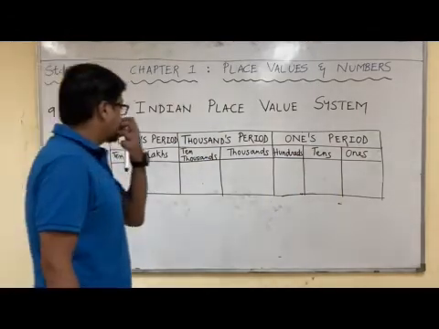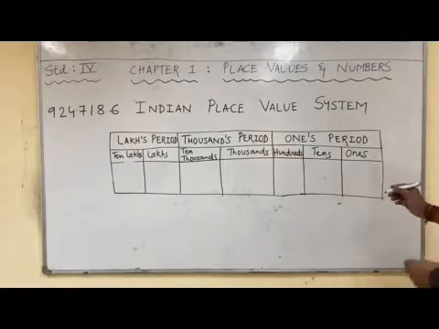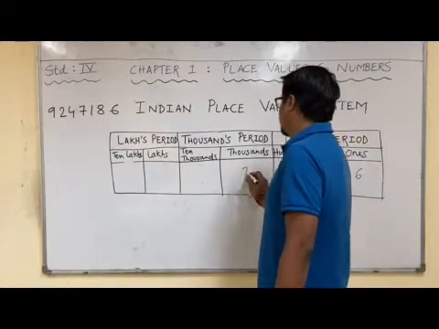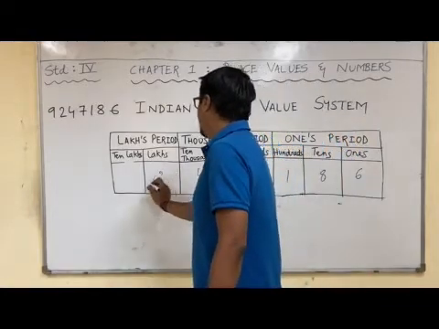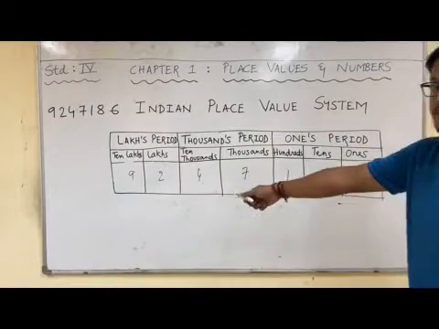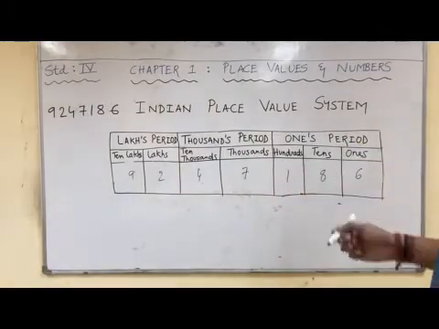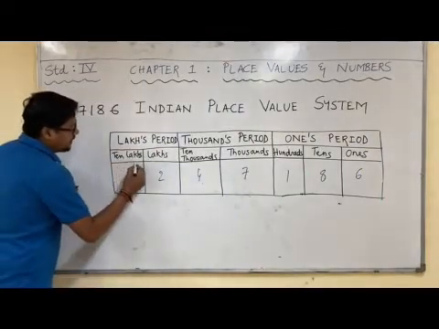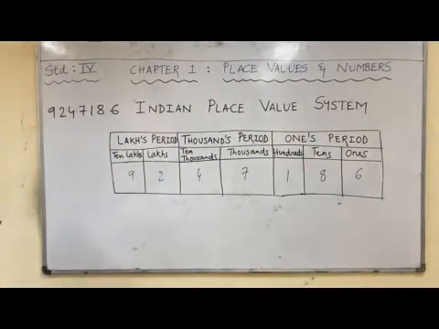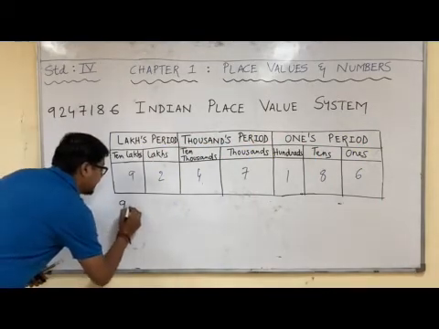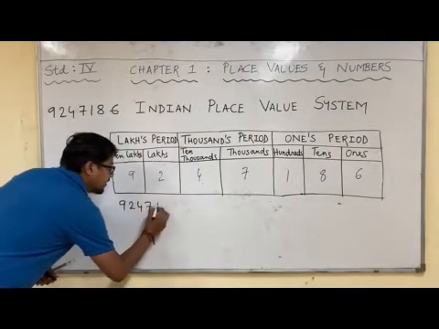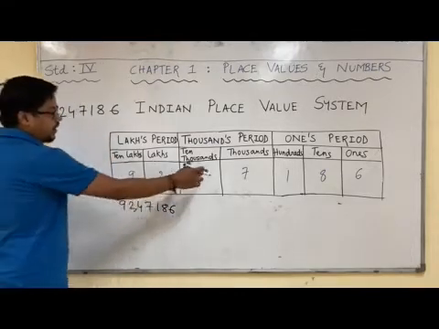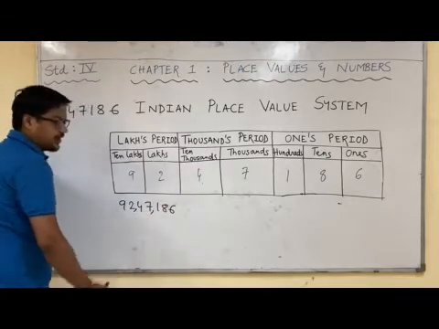As sir spoke, do not start from the beginning, start from the back. 6, 8, 1, 7, 4, 2, 9. Correct? We'll check once from the beginning now. 9247186. So this is how we are representing this number in the Indian place value chart. Now first let us write the number with commas. 9247186. Lakhs period gets over after 92, so we will put a comma. 1000 period gets over after this 47, so we can put a comma.